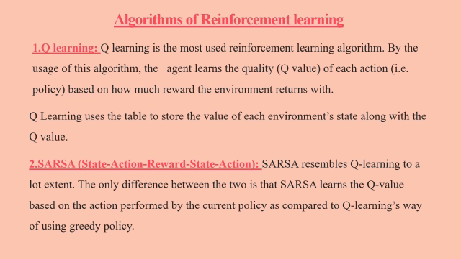Second algorithm is SARSA, that is State Action Reward State Action. SARSA resembles Q-learning to a large extent. The only difference between the two is that SARSA learns the Q value based on the action performed by the current policy as compared to Q-learning's way of using greedy policy.